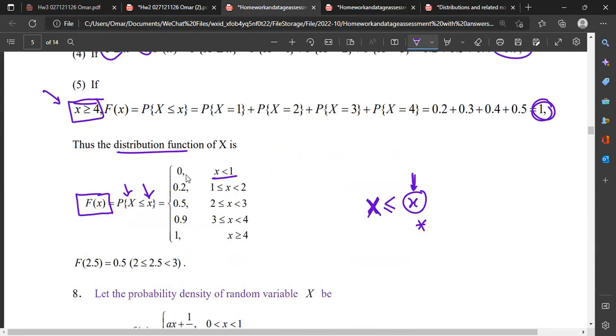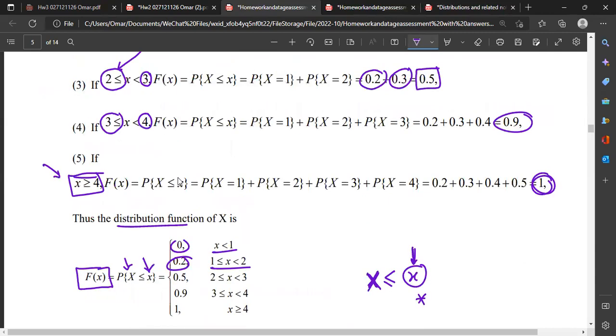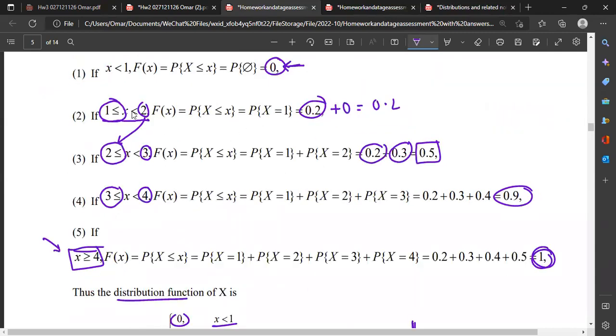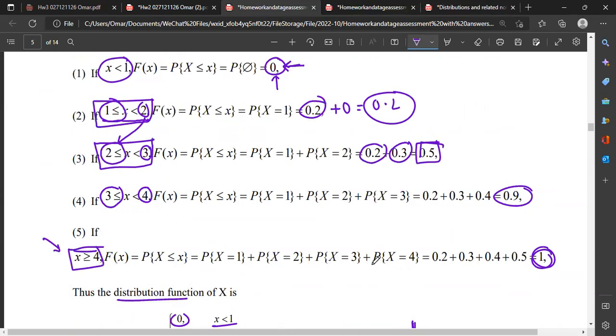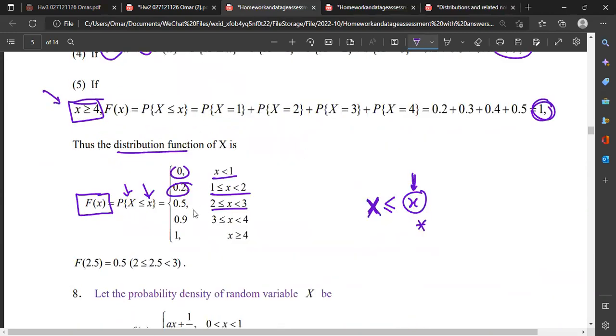So you see when X is less than 1, that is 0. When X is greater than or equal to 1 and less than 2, that is 0.2. So we just write down these results. See here, when x is less than 1, here is 0. When x is from 1 to 2, here is 0.2. When x is greater than or equal to 2 and less than 3, here is 0.5. So this way, just write down here the intervals and the results. This is the distribution function.